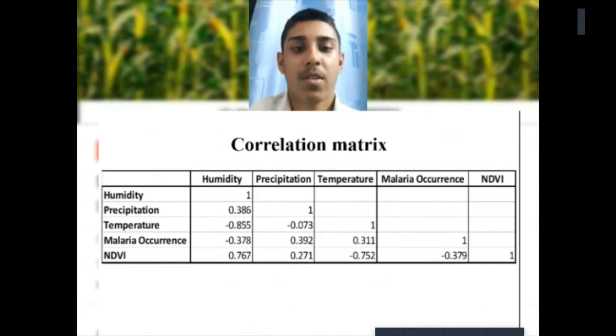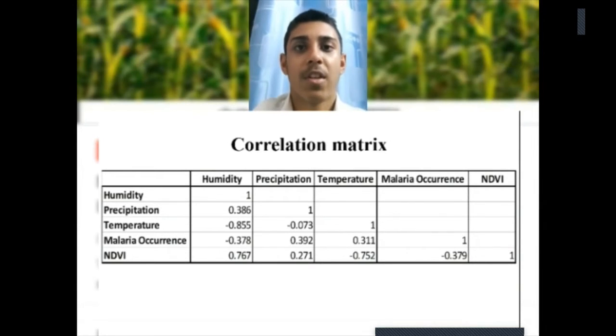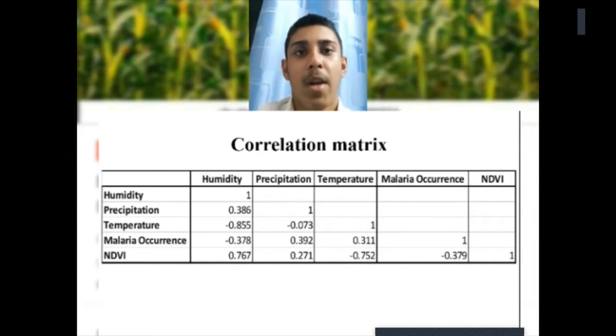Between weather parameters and NDVI, we noticed a positive correlation between humidity and NDVI. We noticed a negative correlation between precipitation and NDVI. And we noticed a negative correlation between temperature and NDVI. In malaria occurrence and NDVI, we noticed a negative correlation, and with crop yield and NDVI, we noticed a positive correlation.